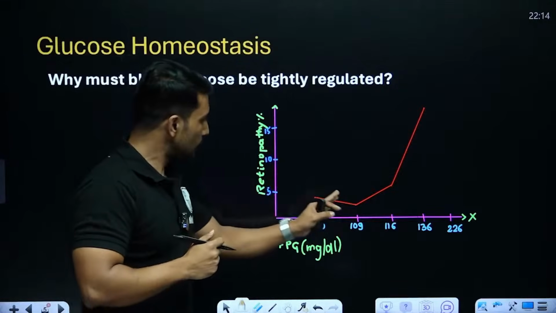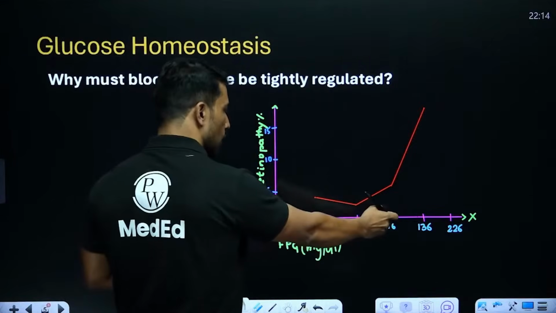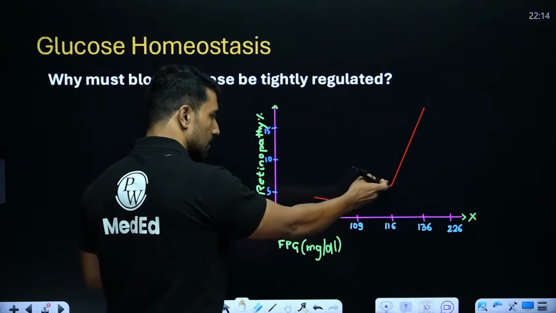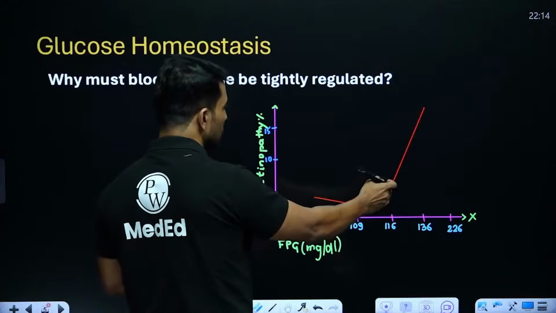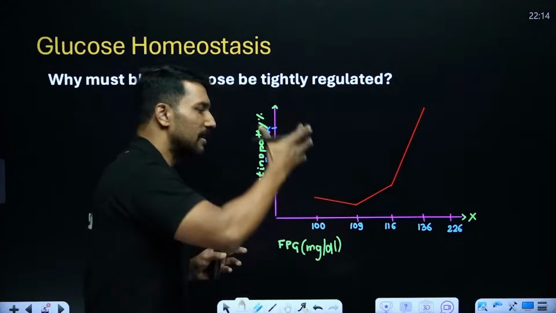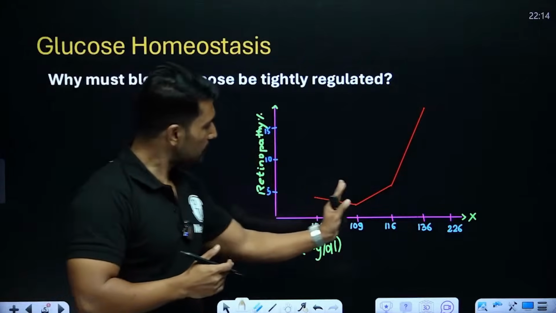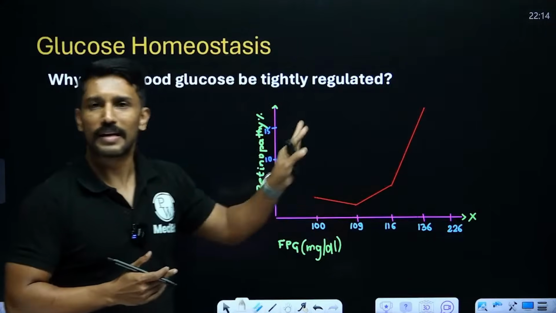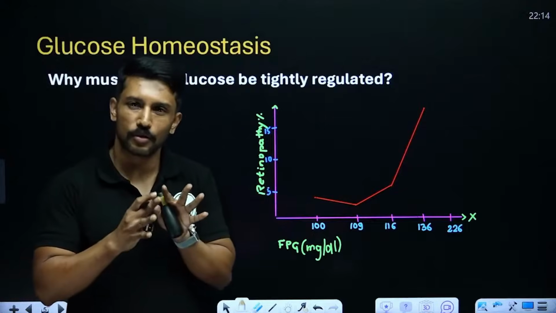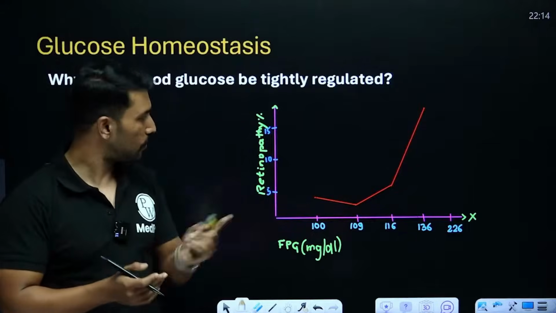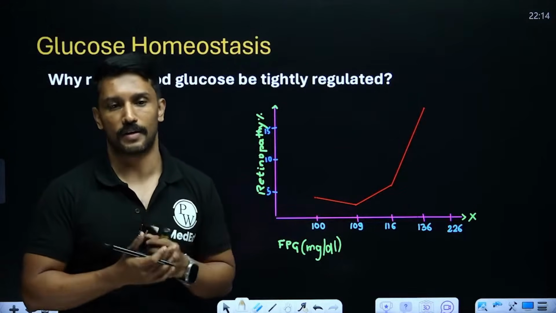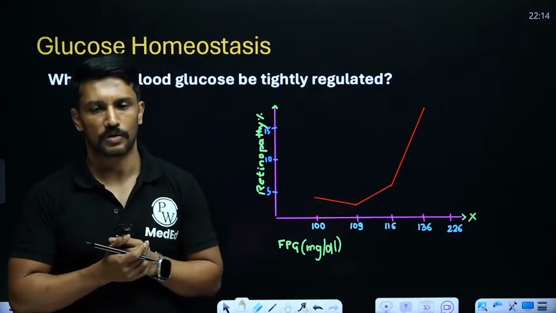Okay. As the values start increasing, after 109 the incidence started increasing. After 116 milligrams per deciliter, it started strikingly increasing. So after a certain threshold, the complications because of hyperglycemia go on increasing. That is why our body has to tightly regulate the blood glucose value so that we don't face such consequences. But how will I regulate now? How will the body regulate this blood glucose level?